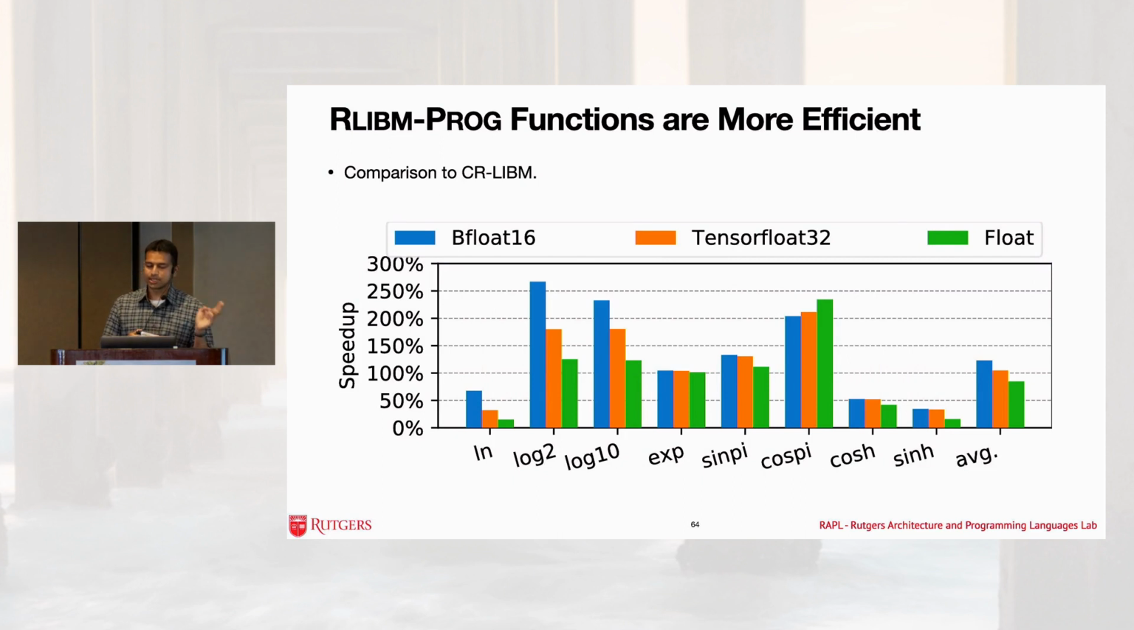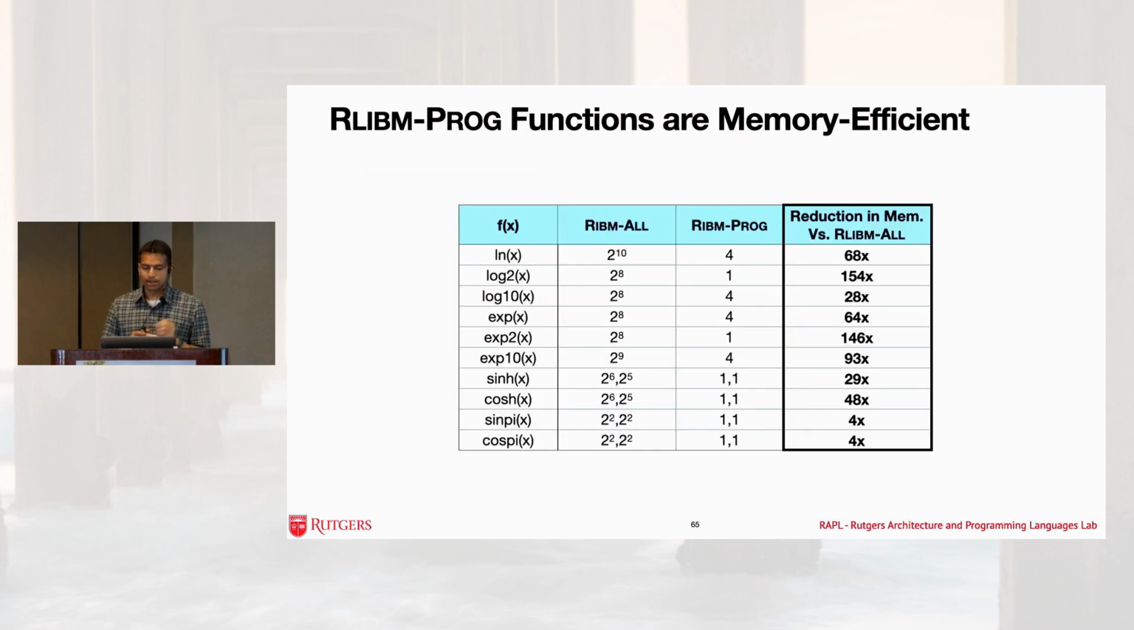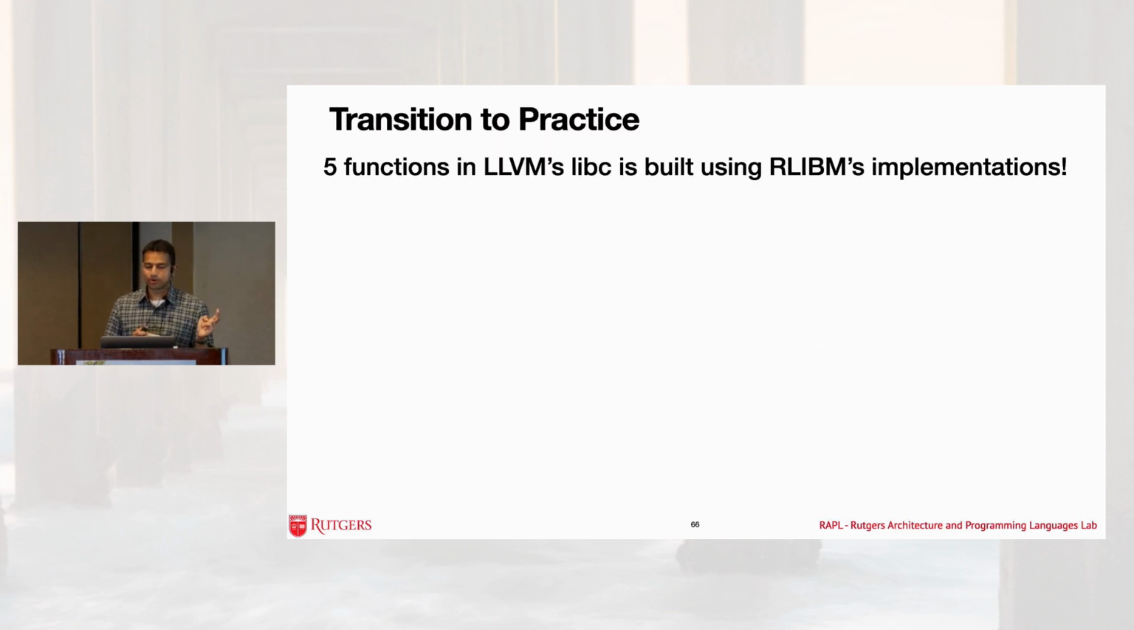In comparison to CRLIBM, that produces correctly rounded results for double precision, RLIBM-PROG is 123% faster on average for bfloat16. It is 105% faster on average for TensorFloat 32 and 85% faster on average for the 32-bit float type. Finally, RLIBM-PROG functions are also memory efficient over RLIBM-ALL, sometimes leading to over 150x reduction in space. This was important for practical adoption.